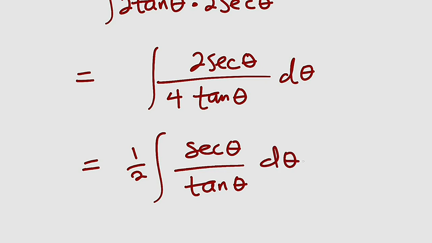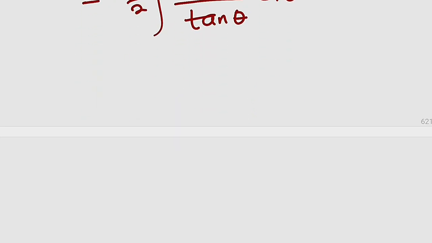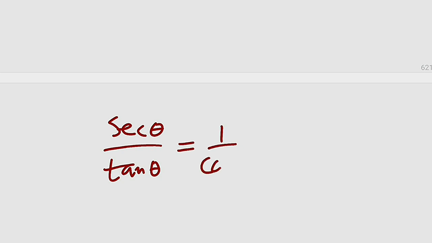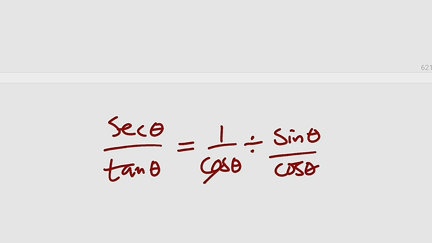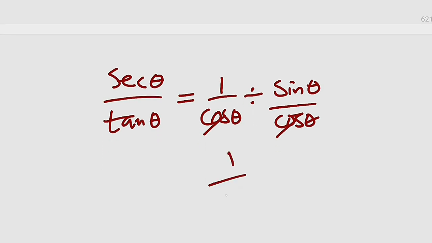Secant theta divided by tan theta is cosecant theta, but let me show you how before I come back. If you have secant theta divided by tan theta, you should know that secant theta is 1 over cos theta. So this is 1 divided by cos theta. We divide it by tan theta, which is sine theta divided by cos theta. You can see that this will cancel this. We have 1 divided by sine theta, which is equal to cosecant theta, right?